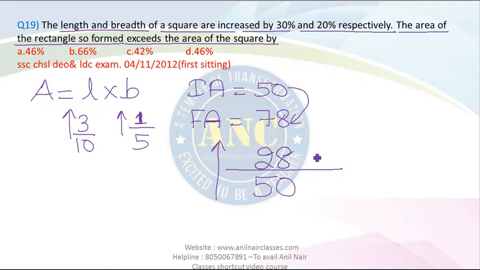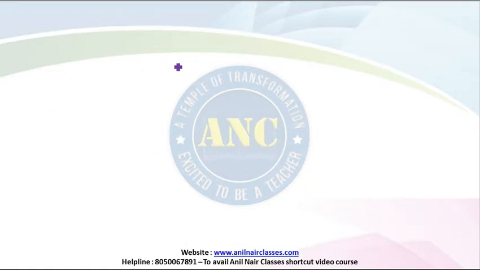But I want to write it in terms of percentage. Denominator should be 100. 50 into 2 is 100. 28 into 2 is 56. 56 by 100 is 56 percentage, which is option D. Fourth option, first option, both were given as 46. Two options cannot be the same answer options. So I changed the fourth option to 56, which is actually what is given in examination also.